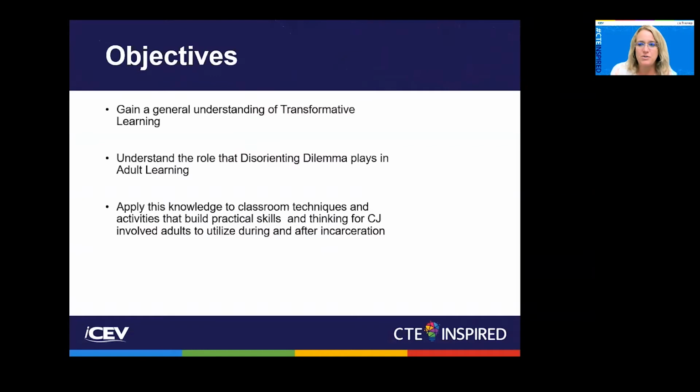Today, I want to make sure that we leave with an understanding of what transformative learning is, and then understand what a disorienting dilemma is and what role that plays in adult learning, in particular with our criminal justice involved students. And then show you how I've applied that knowledge to creating a capstone program for some of my students, and how you can use this knowledge to build that into your program as well.